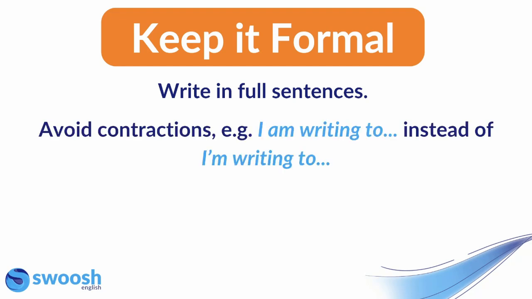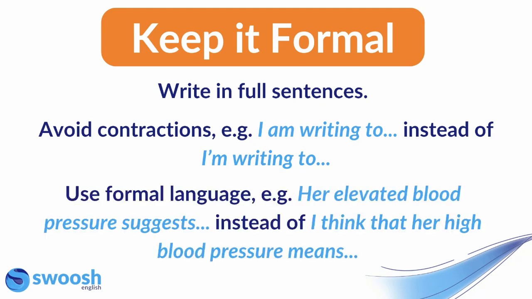Next, avoid contractions. For example, you should write I am writing to instead of using the contraction I'm. So this applies to all contractions, I'm, you're, he's. Any contraction like that you really need to avoid in formal writing. Write it out correctly using the words.